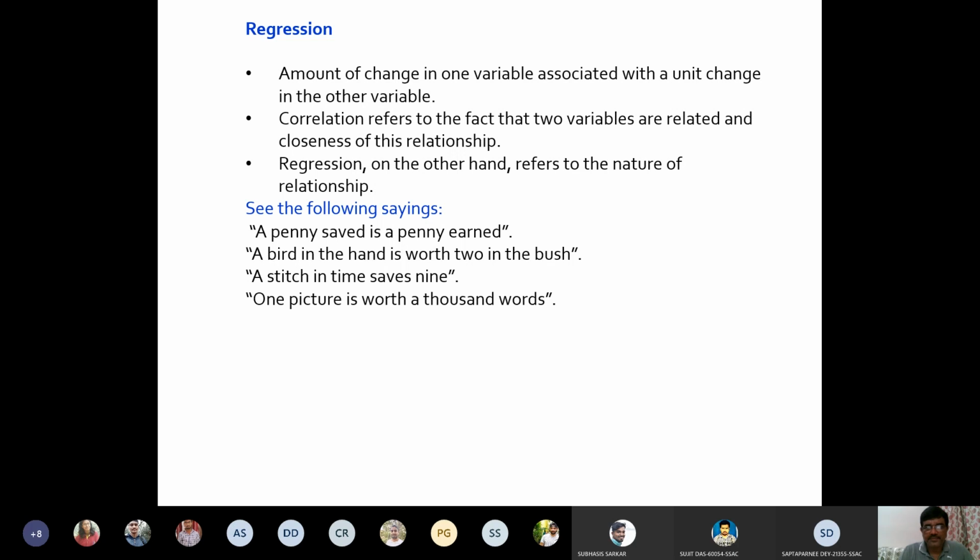See these sayings. A penny saved is a penny earned. A bird in the hand is worth two in the bush.